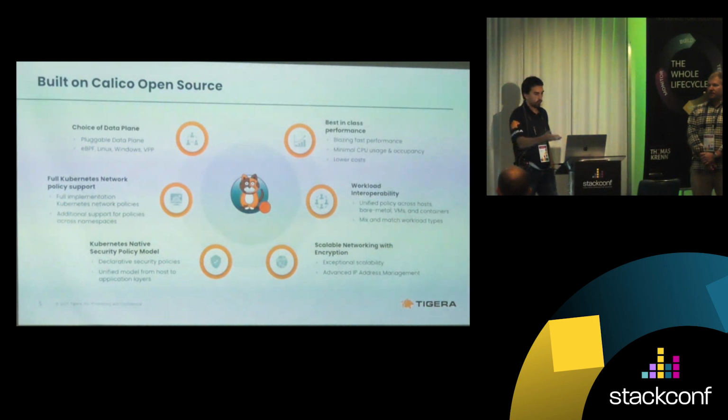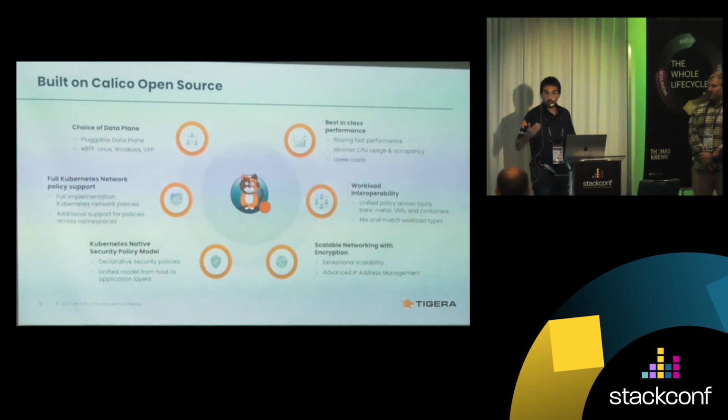Then we have another aspect of the product, workload interoperability. That's also a strength of Calico. You can use it with Rancher on-prem, but you can also use it in the cloud, so you can have a hybrid environment. It works everywhere, and you can mix your workloads with Windows as well. That's something people like about Calico, the way you can use it a bit everywhere.